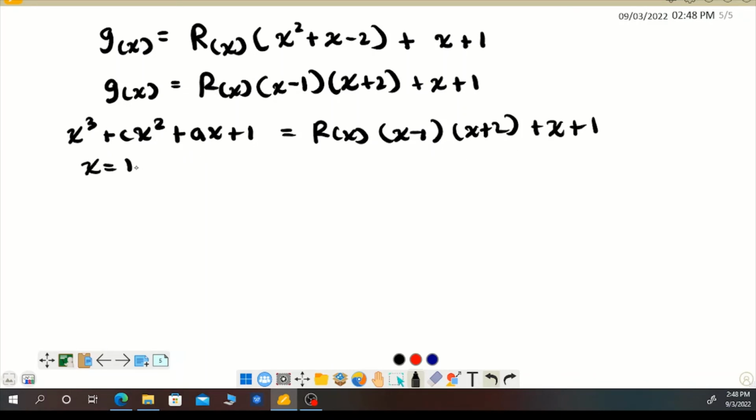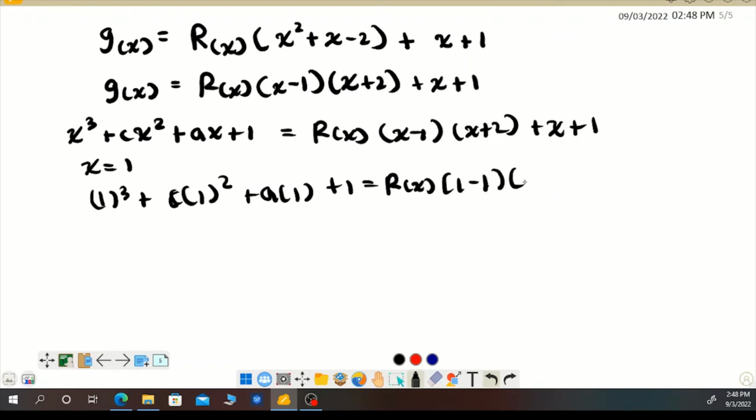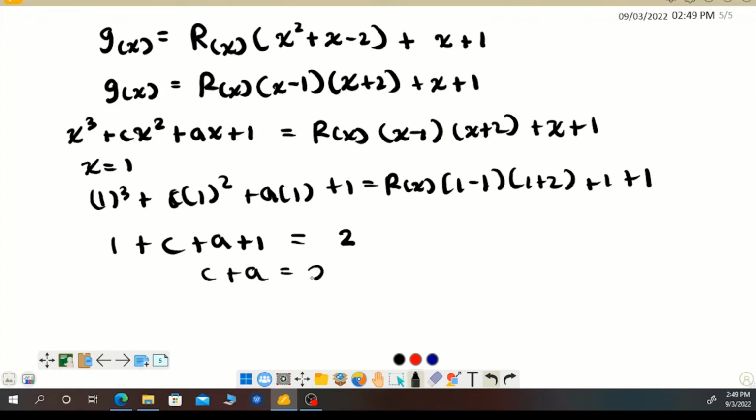First I substitute x equals 1. Then 1 cubed plus c(1 squared) plus a(1) plus 1 equals R(x) times (1 minus 1)(1 plus 2) plus (1 plus 1). Here 1 minus 1 is 0, so that whole term is 0, and 1 plus 1 is 2. From the left side I get 1 plus c plus a plus 1, which equals 2. It means c plus a is 0.